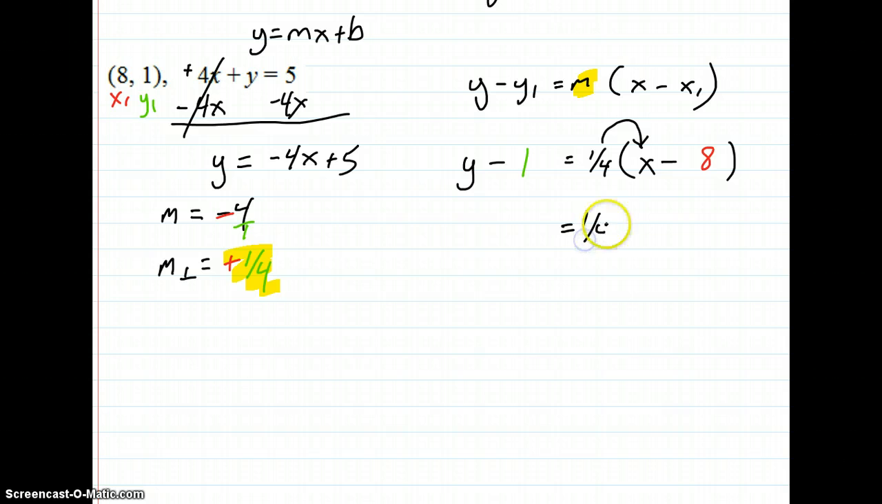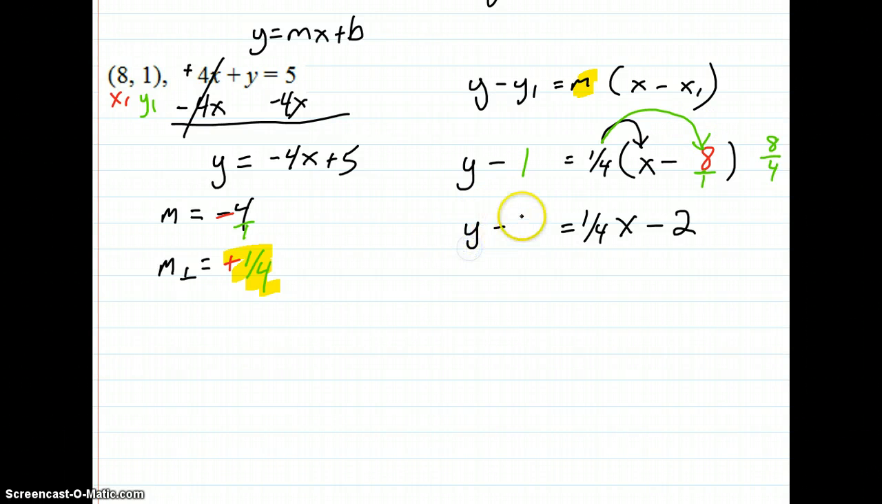We're going to get 1/4 x. And so now when we go 1/4 times 8, all you got to do is put this 8 over 1 and then multiply the tops. So 1 times 8 gives me 8. 4 times 1 gives me 4. And now 8 divided by 4 is just 2. So it's going to be minus 2. So the fraction goes away when we multiply by that 8 because the 4 can go into 8.